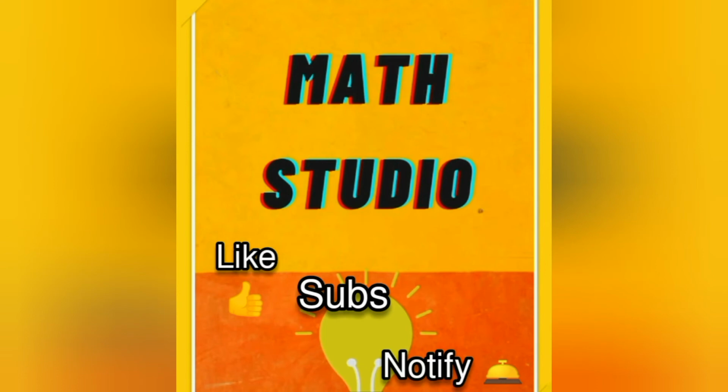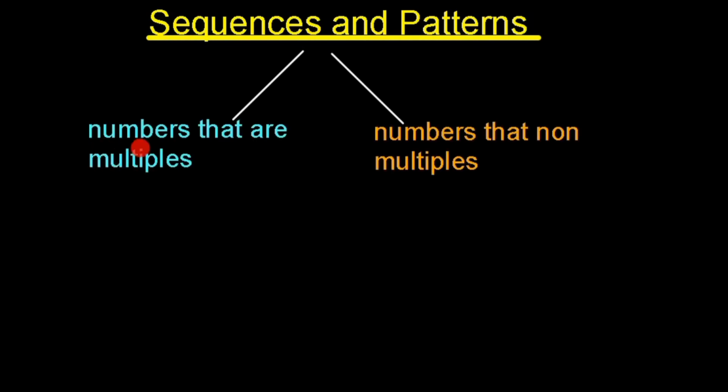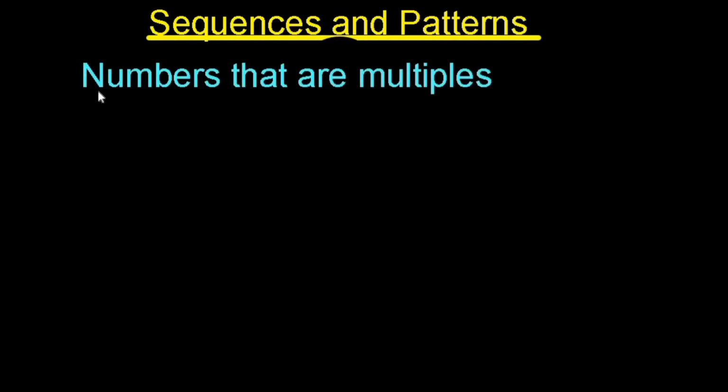Happy learning. So today we are going to start with arithmetic sequences, a progression where the difference between any two consecutive numbers is the same throughout the sequence. It can also be called the common difference. We are going to study two types of sequences: numbers that are multiples in a sequence or numbers that are not multiples in a sequence. But in this video, we are going to study the numbers that are multiples.